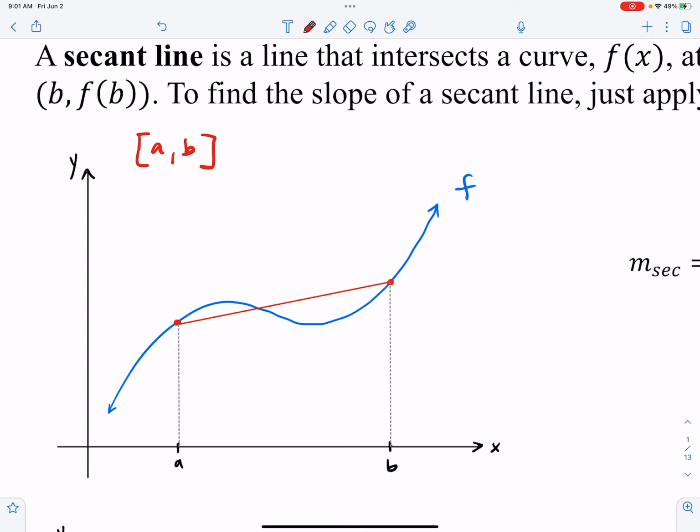Then the 2 points that we know our secant line would pass through would be a comma f of a, so at the first endpoint, and then b comma f of b. And the secant line can intersect other points on the curve on that interval, but we're really looking at the endpoints of the interval as being those 2 points that define the secant line.